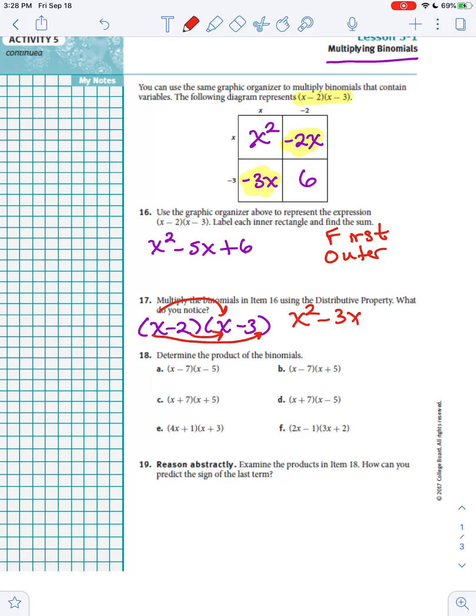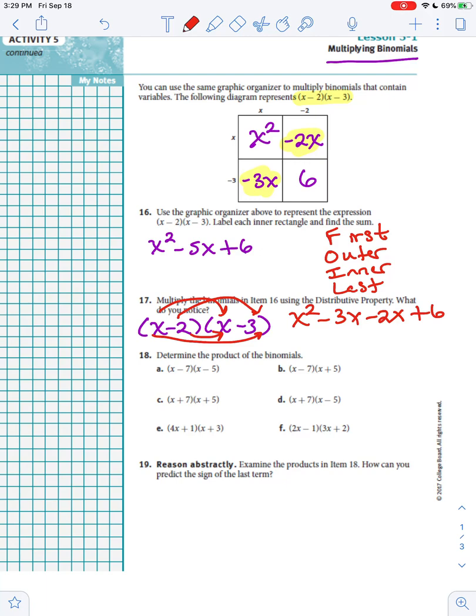So then the negative 2 has to get distributed to the x, so negative 2 times x is negative 2x. And finally, we're going to do the negative 2 times the negative 3, and that will give us a positive 6, and we call those the lasts. So we had the inner terms, and then we had the last terms. And that's where we get the phrase FOIL from.